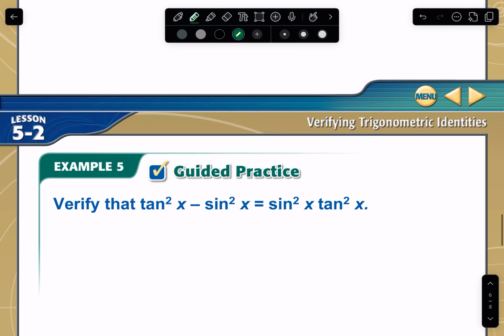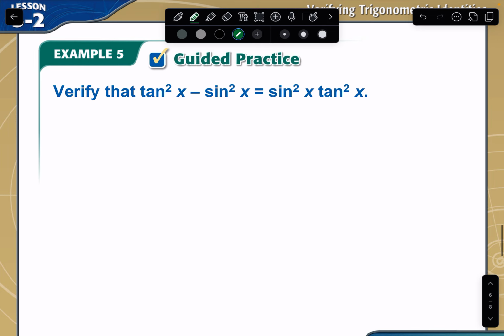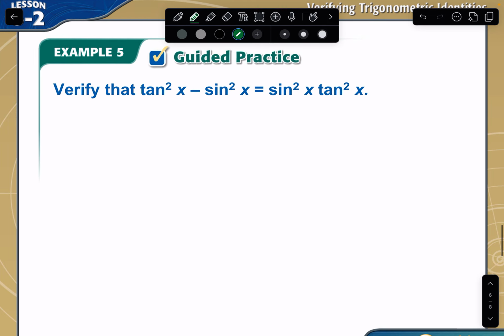So, example 5 is what we are going to get into. Again, kind of same thing as yesterday, as far as you already know your answer. You're just trying to get to that answer using all of your trig identities. So for example 5, it says verify that tangent squared x minus sine squared x equals sine squared x tangent squared x. Even though they look very similar to each other, they are not the same thing. So I actually have to prove that they are equal to each other.